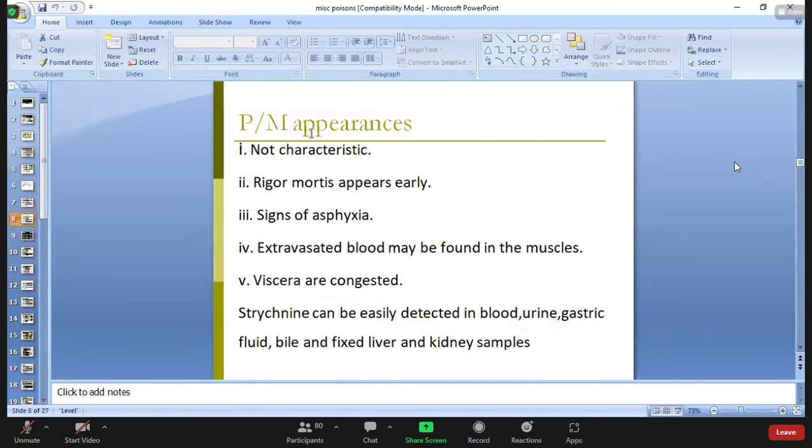Post-mortem appearance, again non-characteristic. Rigor mortis appears early. Signs of asphyxia may be present. Rigor mortis किन early हुन्छ? अब except Dipen, right? If anyone can answer.